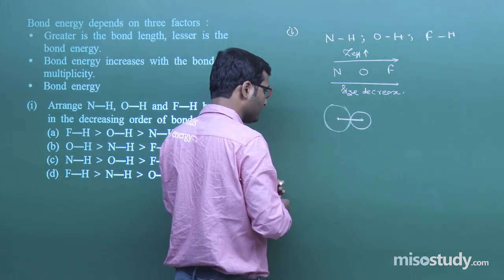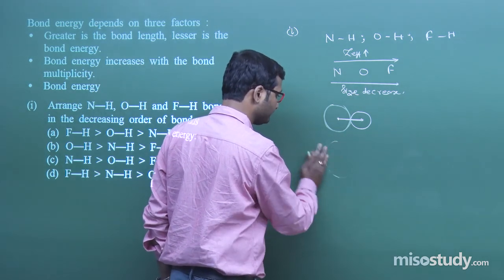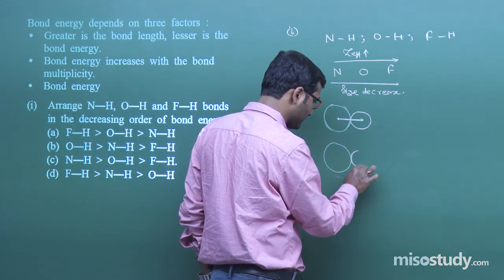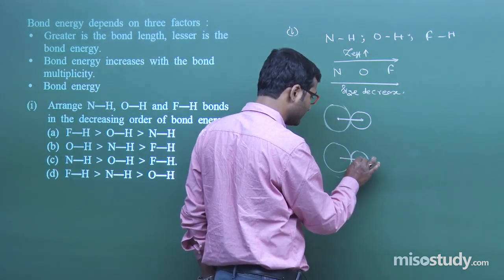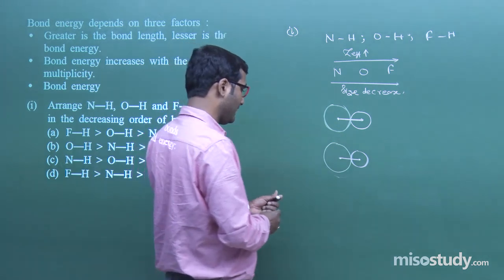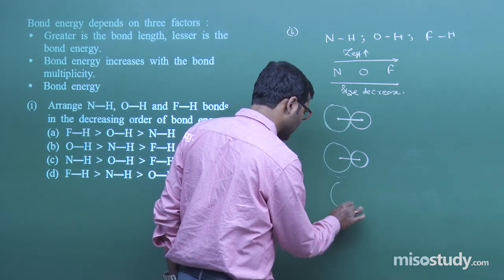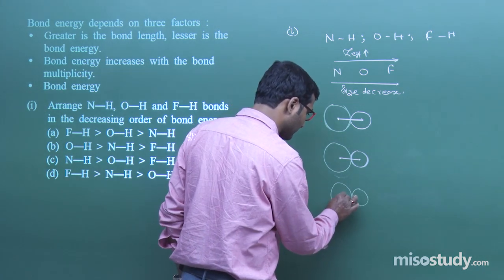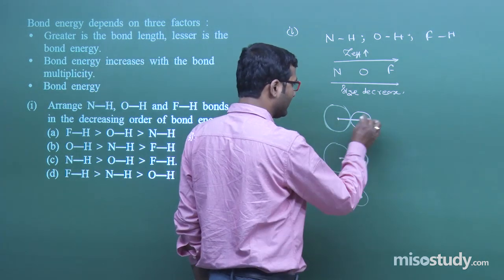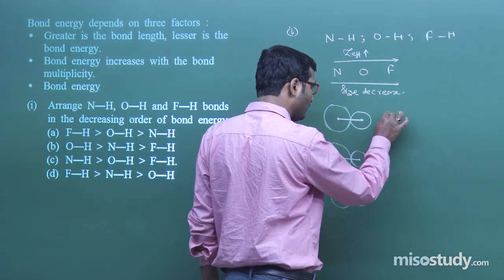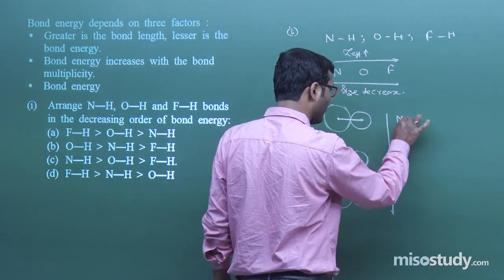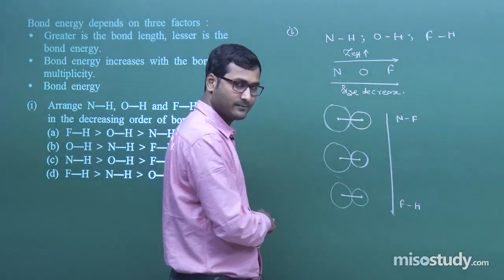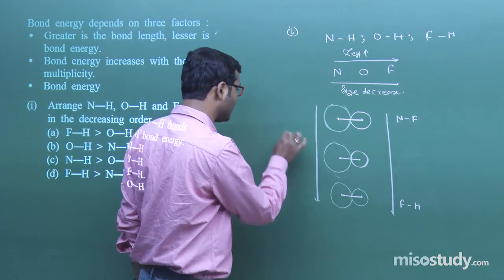Now, the second one: the oxygen and hydrogen will have the same size in both cases. This is the OH bond, and if I move towards fluorine, this is fluorine and this is the hydrogen, again the same size. Clear? Now what we find is that when we move from the NH bond to the FH bond, the bond length decreases.